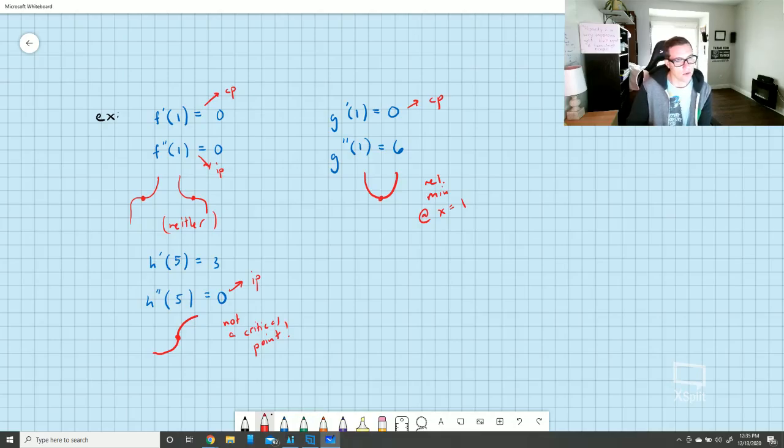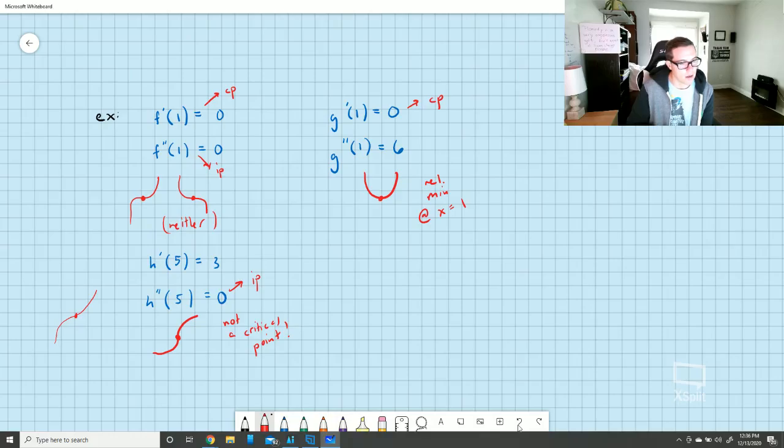It's an inflection point, not a critical point. It's a change in concavity. So it's kind of like when you have the cubic, for example. I guess it could be like this, without changing. It changes from concave up to concave down. It doesn't have to go vertical. It could just be kind of like this.